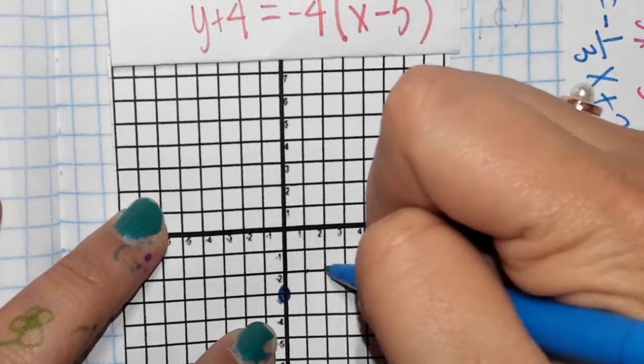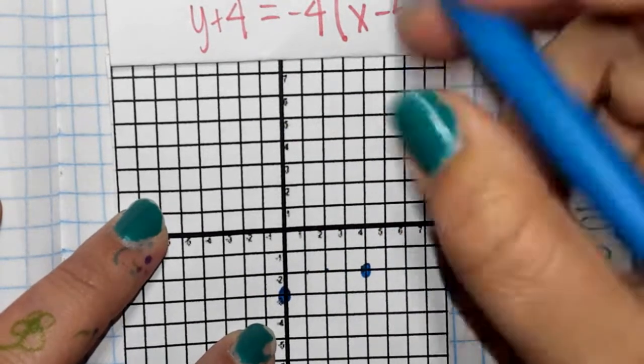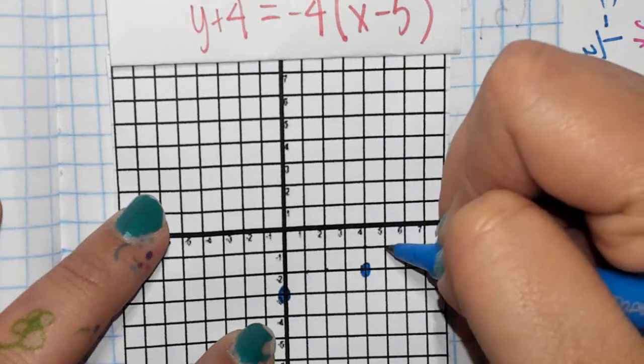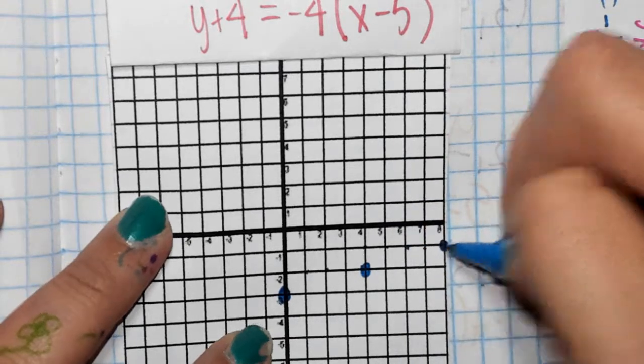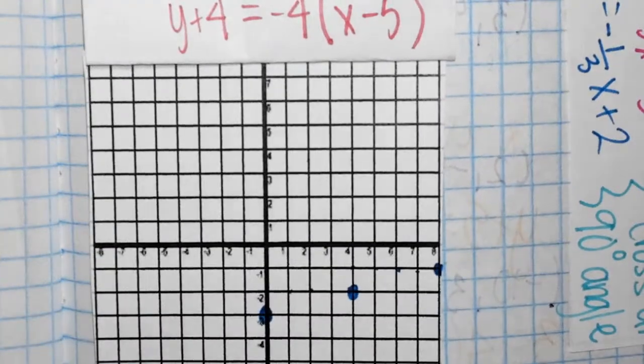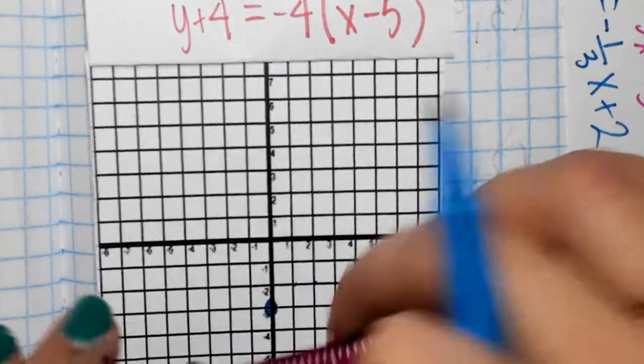Up 1, right 1, 2, 3, 4. Do I do it again? Up 1, right 1, 2, 3. Ooh, on the very edge. Do I connect my dots? Yes.